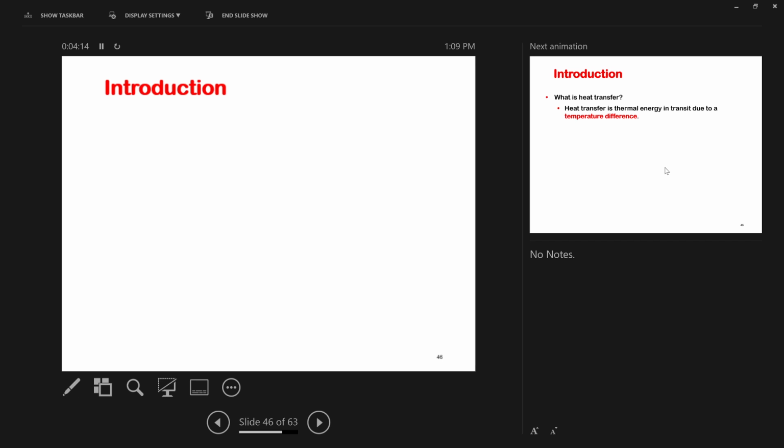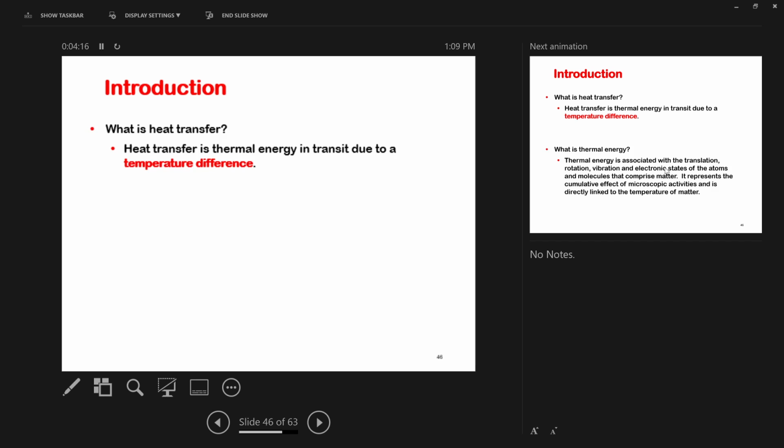Okay, so let's do this. The first thing we want to discuss is what heat transfer is in general. The name itself is very self-explanatory. Heat transfer is thermal energy in transit due to a temperature difference. So the main part of heat transfer is the difference in temperature, right? Between 2 different surfaces, between 2 different conditions, it can be 2 different planets, it can be a surface and some fluid on top of it. But there must be a difference in temperature.